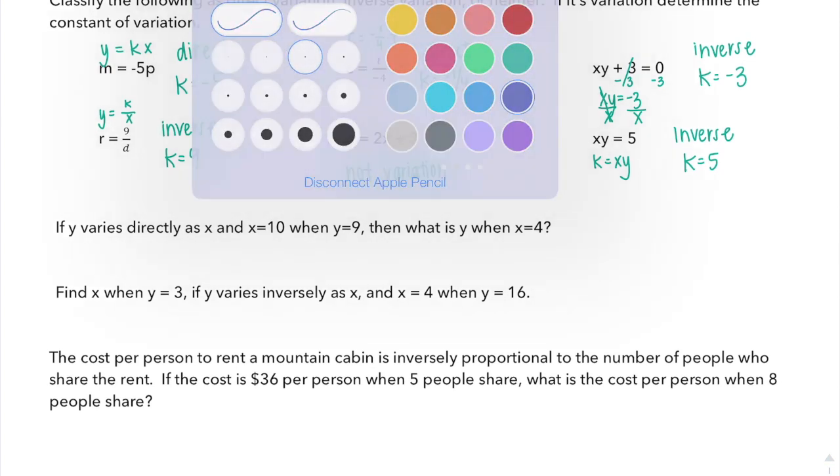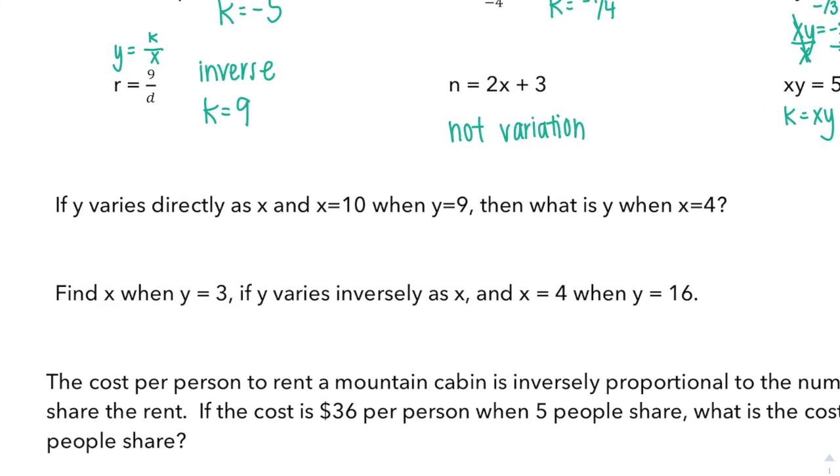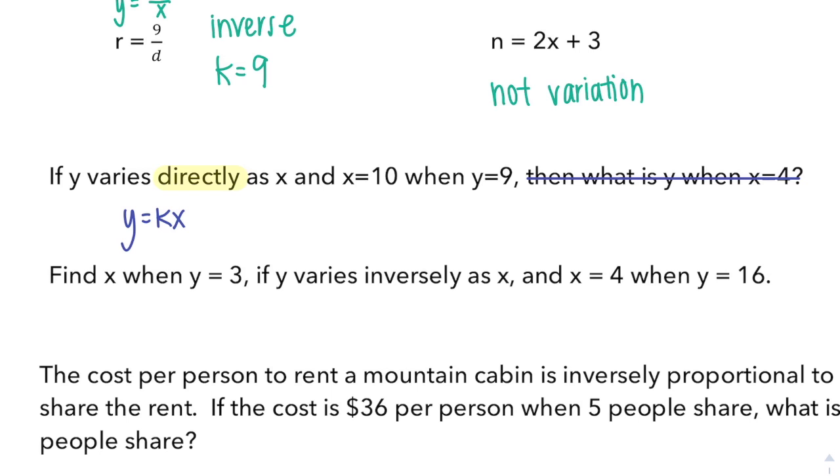So if you have an actual problem with it, this says if y varies directly as x, there's my clue, y equals k times x, because that's my direct variation formula. X is 10 when y is 9. I'm going to stop reading and cut this part out. I'm going to come back to it in a second, so don't fully cross it out. When x is 10, y is 9. So plug that in. Y is 9 when x is 10. And now solve for k. Well, to solve for k, I would divide both sides by 10, which means k equals 9/10.